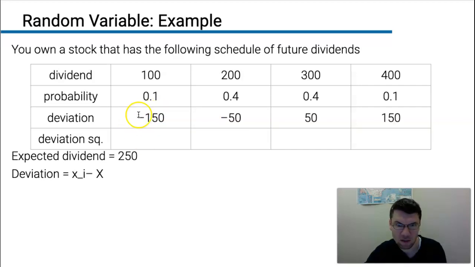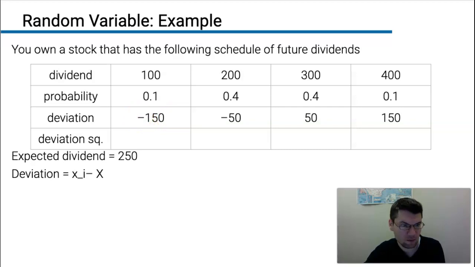So it will give me negative 150 for the dividend of 100, negative 50 for the dividend of 200, 50 for the dividend of 300, and finally 150 for the dividend of 400. This is the distance between the realization of the random variable, the actual number that that random variable might take in the future, and the expected value of that random variable being 250.